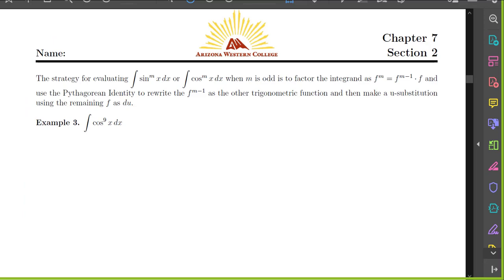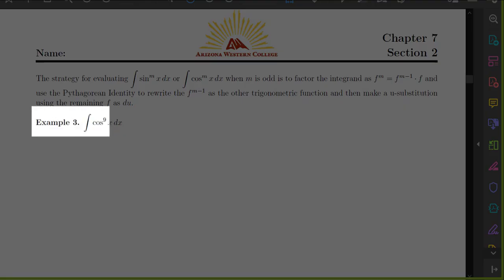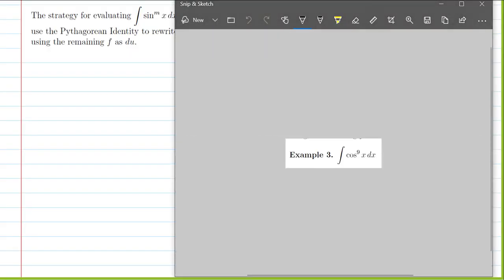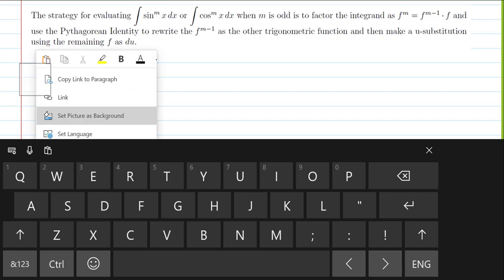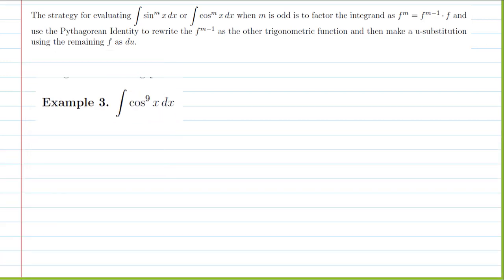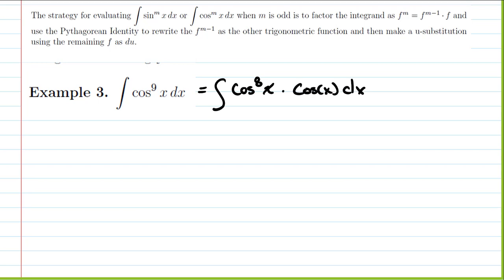So let's take a look at example number 3. It fits the pattern we're looking for, as the exponent on cosine this time is 9, and 9 is an odd number. So the first thing we do is we're going to rewrite this as the integral of cosine to the 8th of x times cosine x dx.